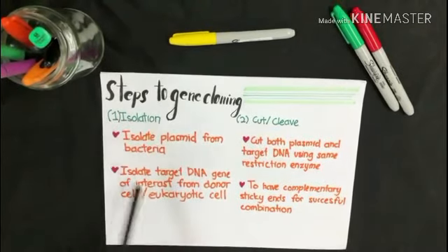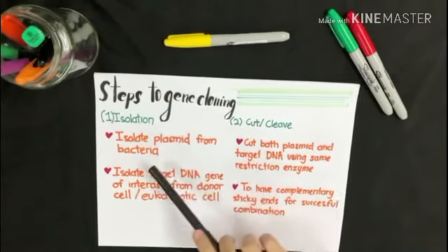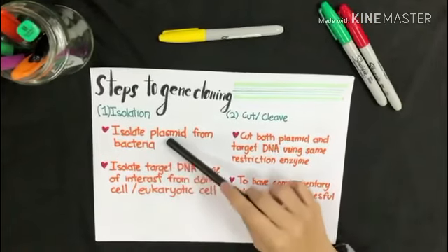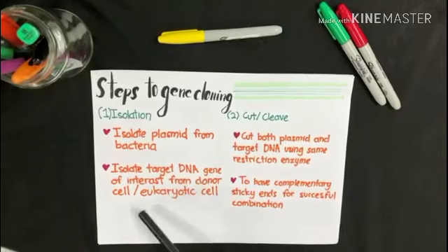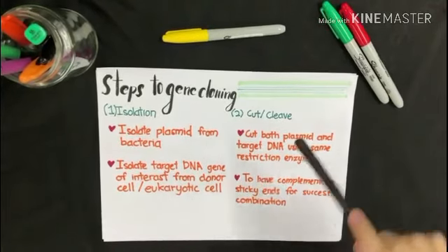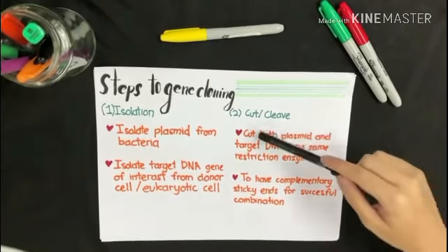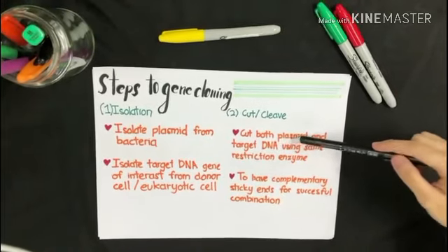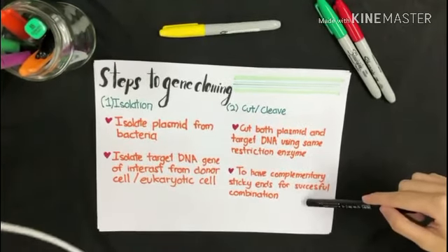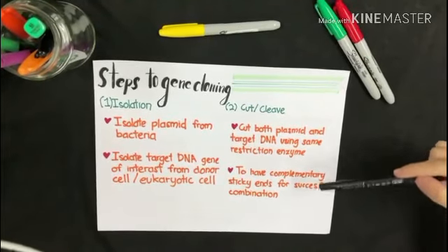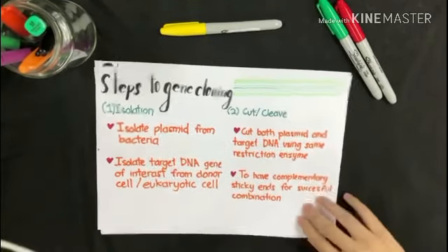The first step is isolation. So isolate plasmid from bacteria. Isolate target DNA, the gene of interest, from donor cell or eukaryotic cell. The second step is cut or cleave. Cut both plasmid and target DNA using the same restriction enzyme to have complementary sticky ends for successful combination.